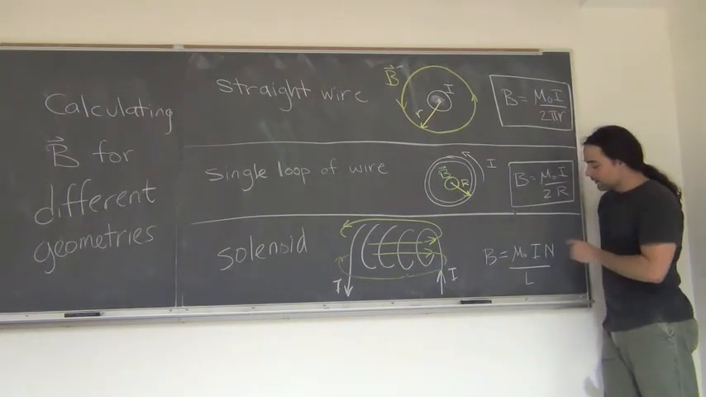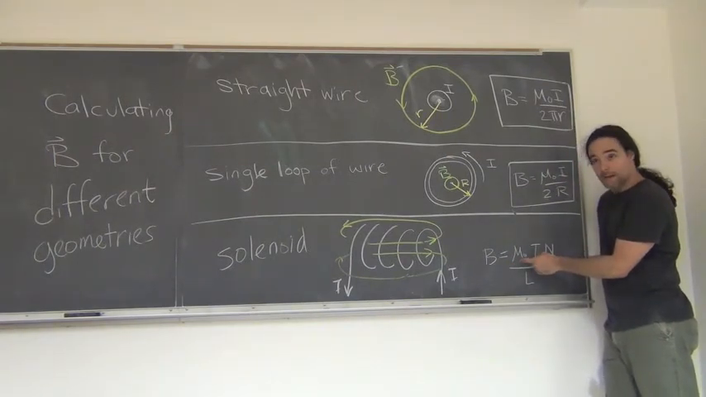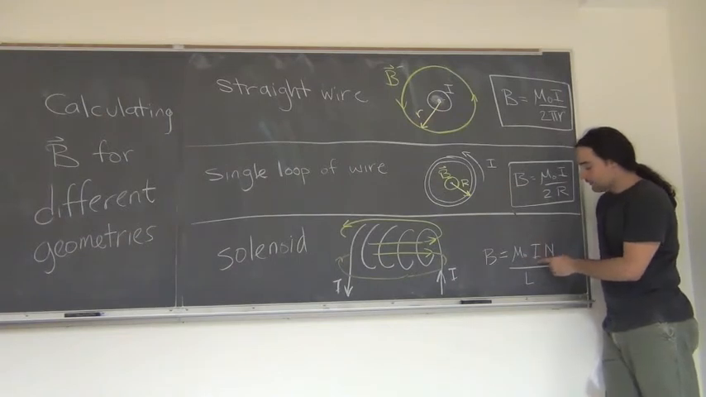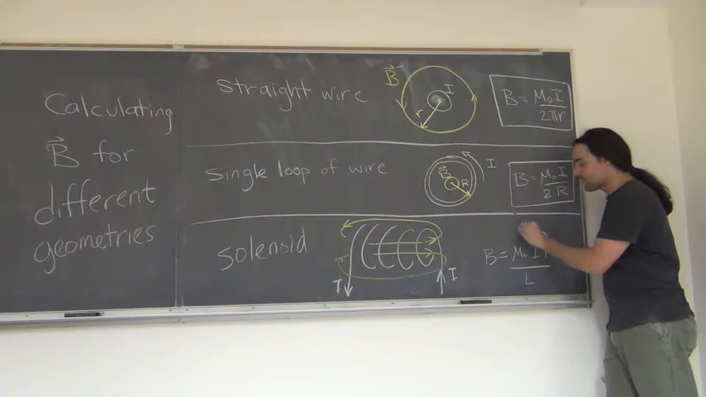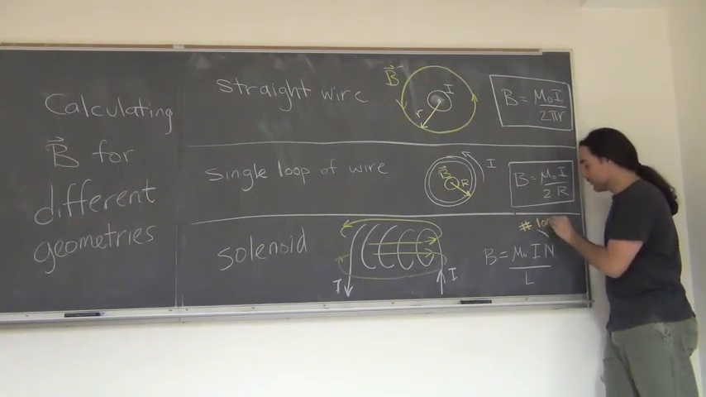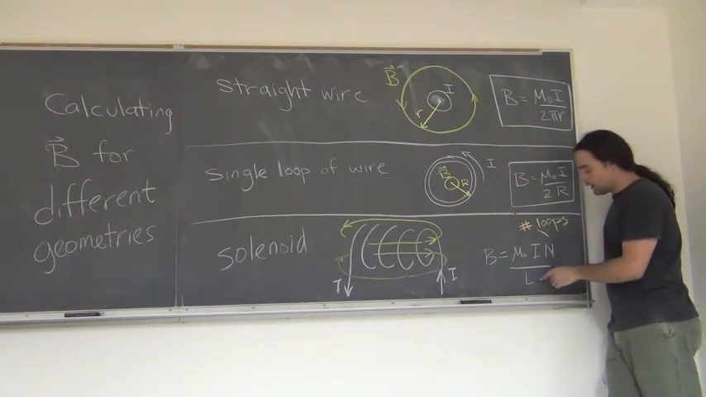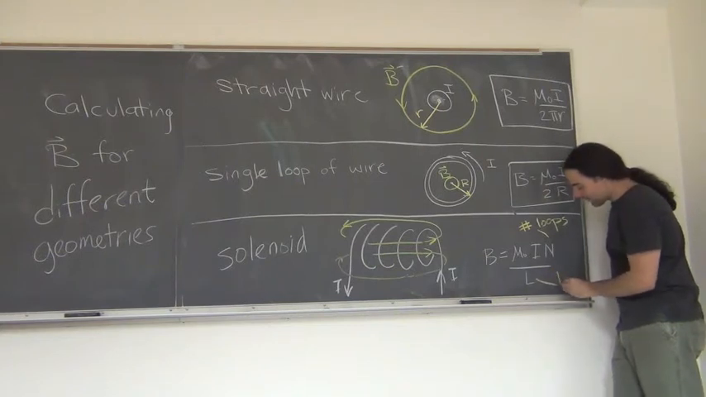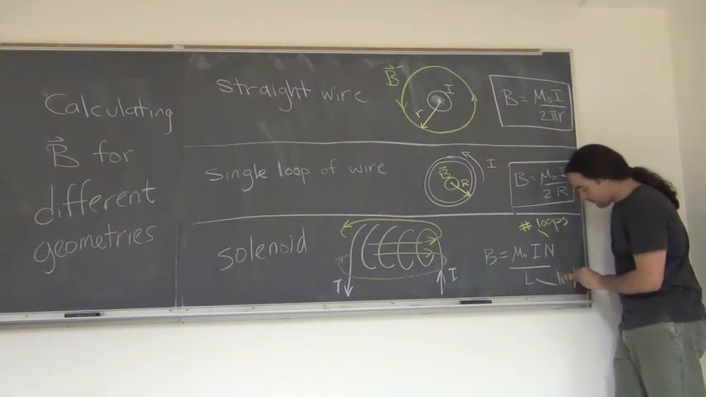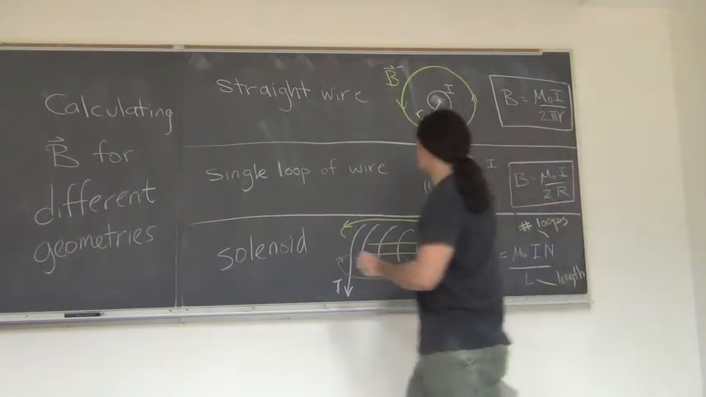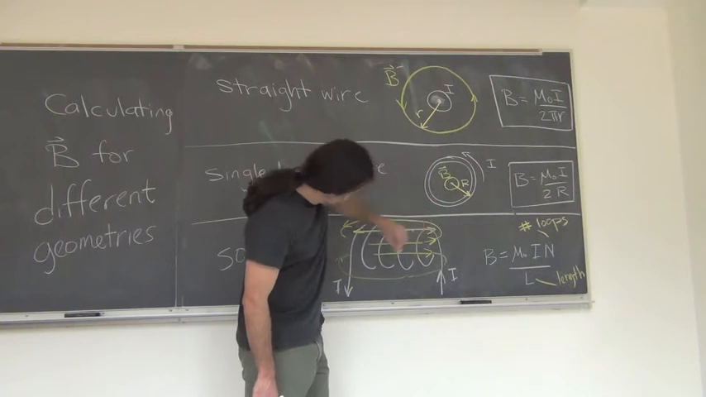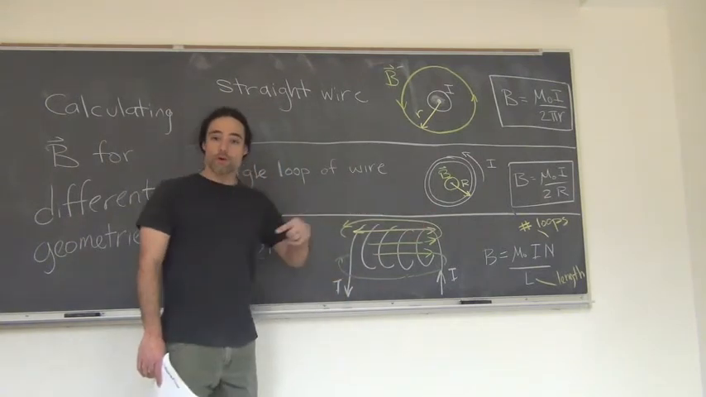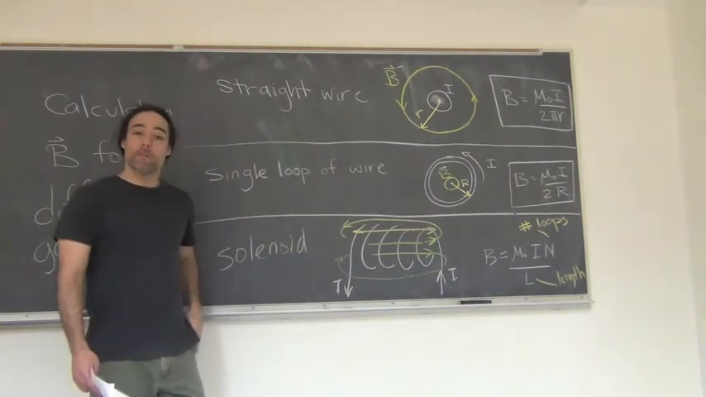So our magnetic field, again, is going to be that magnetic constant mu naught times I, this time times n, the number of loops, divided by L, the length of the solenoid. So that's this length right here. If you have more loops, more turns per unit length, you're going to get a bigger magnetic field.